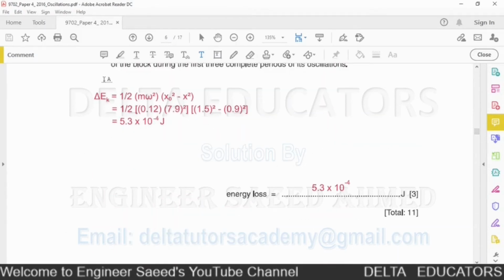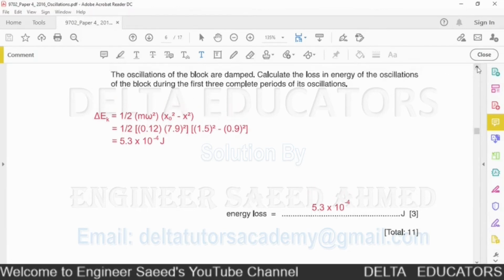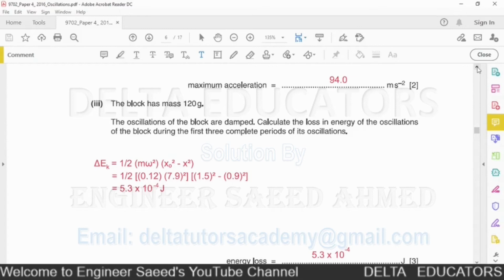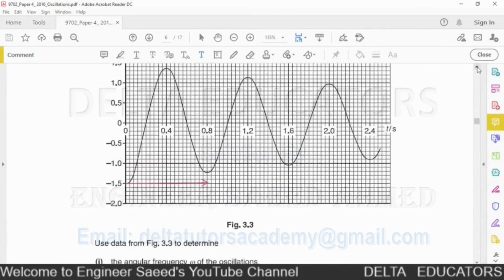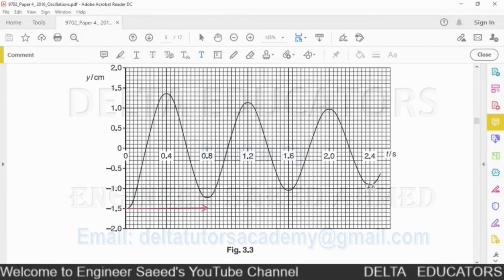We have to use the formula delta Ek is equal to half m omega square (x naught square minus x square), where m is for mass, omega for angular frequency, and x naught is the maximum displacement, or in our case we can say x naught is the amplitude at time t is equal to 0 second, and x is the amplitude at time t is equal to 2.4 seconds after completion of 3 waves.